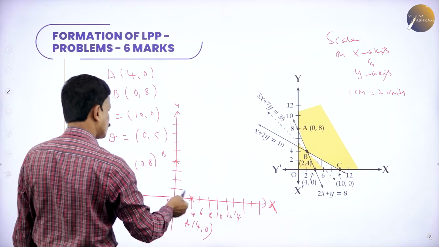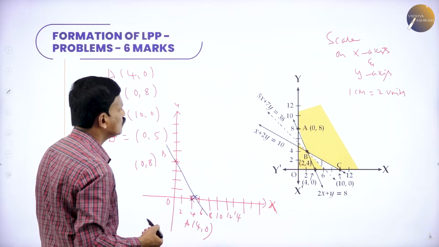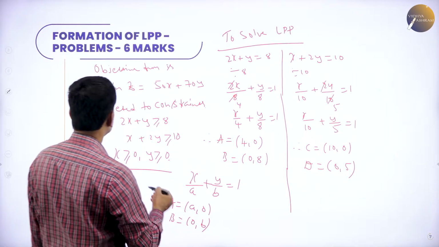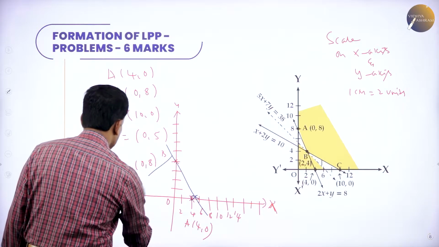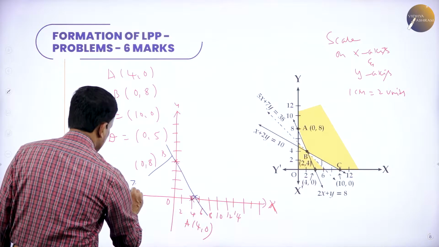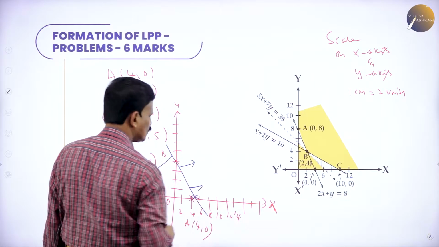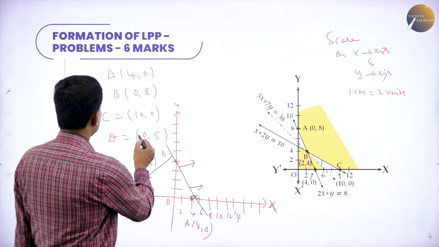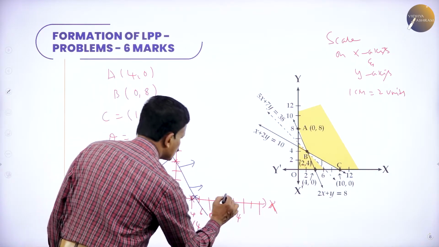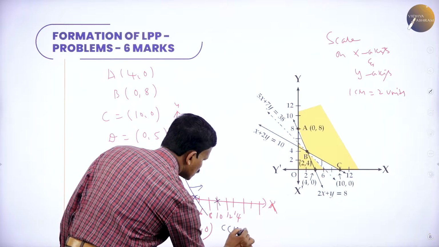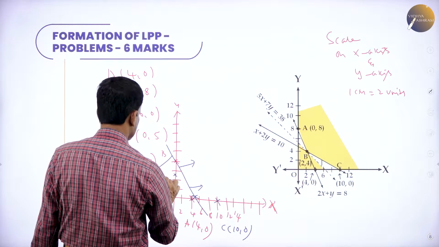Draw a line. So this is the line we are going to get. This is for the equation 2x plus y is greater than or equal to 8. So 2x plus y is greater than or equal to means it will go away from this. For the second, C is x is 10 and 0. This is C, 10, 0 and D 0, 5.